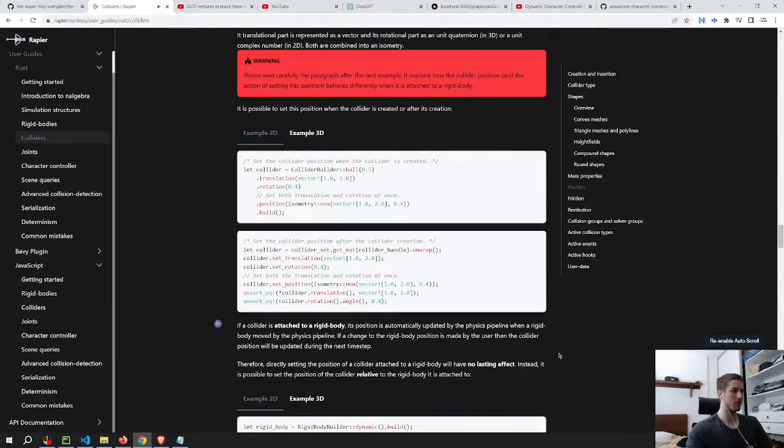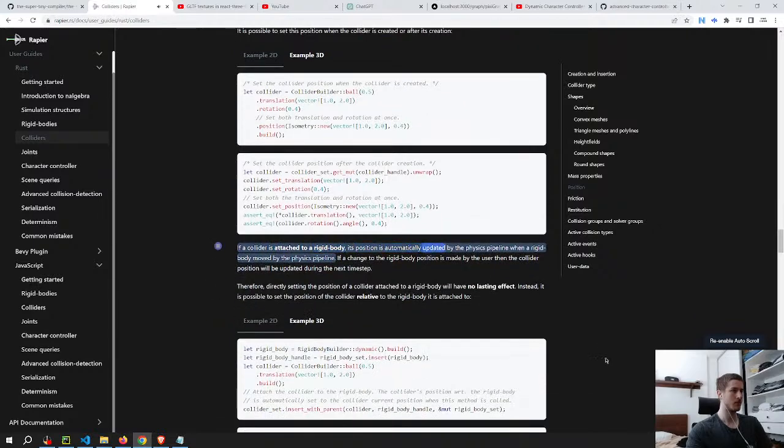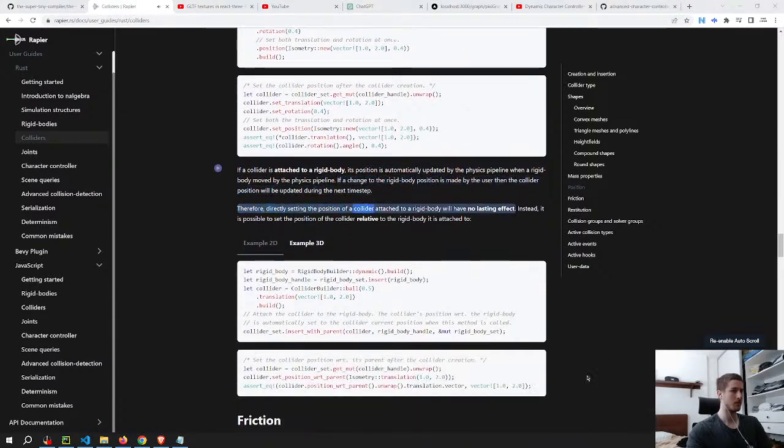let collider = ... If a collider is attached to a rigid body, its position is automatically updated by the physics pipeline when the rigid body is moved by the physics pipeline. If a change to the rigid body position is made by the user, then the collider position will be updated during the next time step. Therefore, directly setting the position of a collider attached to a rigid body will have no lasting effect. Instead, it is possible to set the position of the collider relative to the rigid body it is attached to.